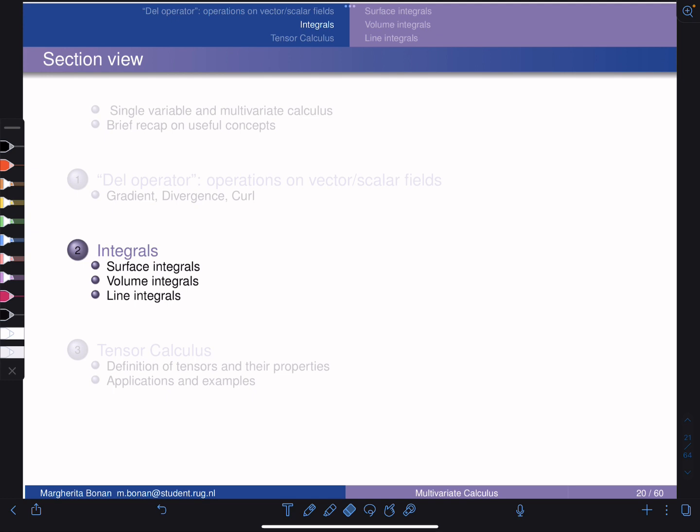We finish now the first video of this series, looking at some basic concepts of multivariate calculus, and in the next videos we will use these concepts in analyzing integrals that will be surface, volume or line integrals, and then in the end we will have some concepts about tensor calculus.